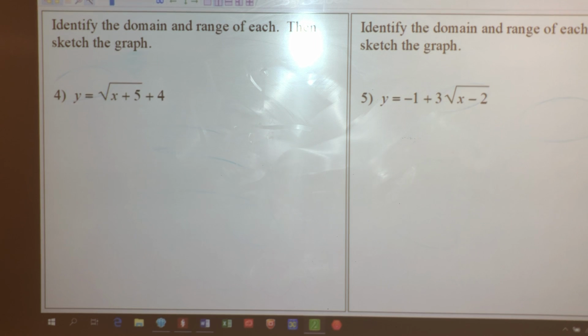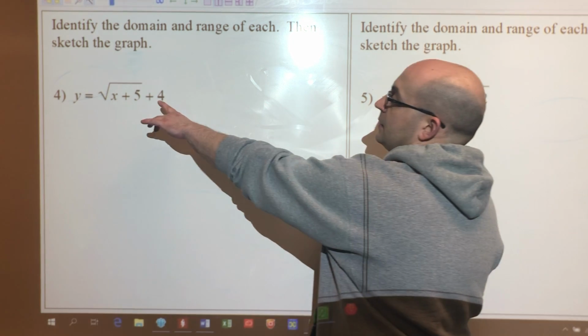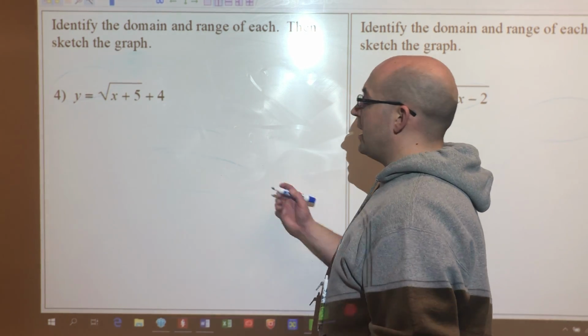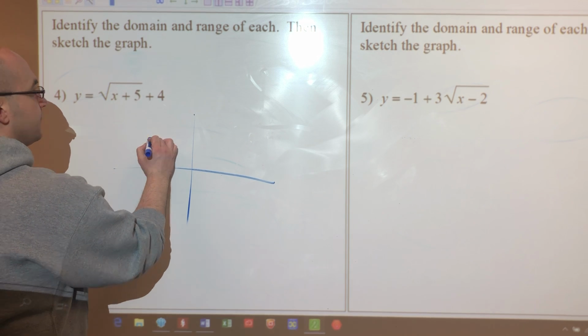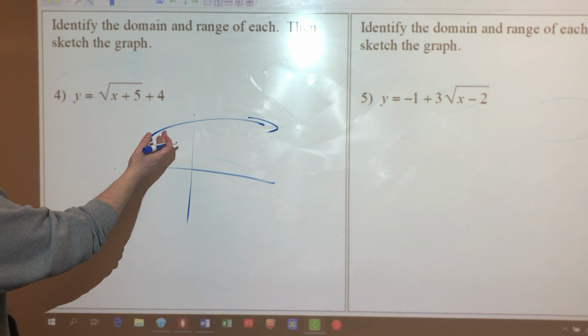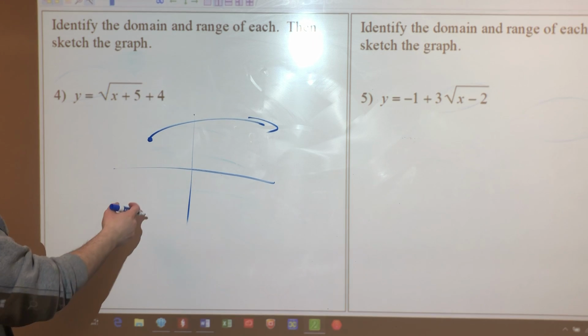Make this a little hard. Ooh, that one sucks. Okay, let's go here. So left 5, up 4. That means left 5, up 4. Okay? There was no vertical or horizontal reflection, so it's going to look something like that.